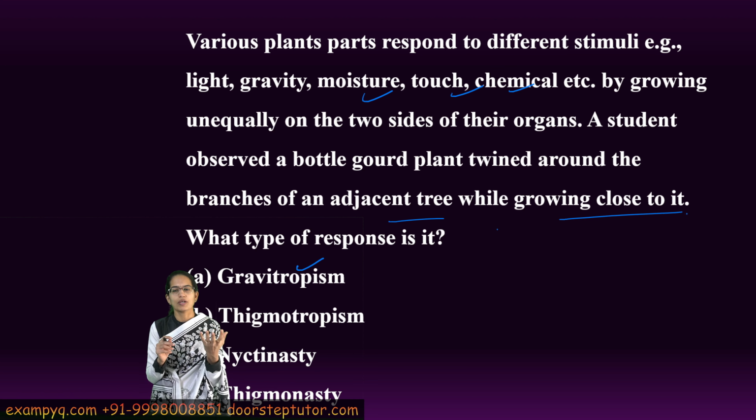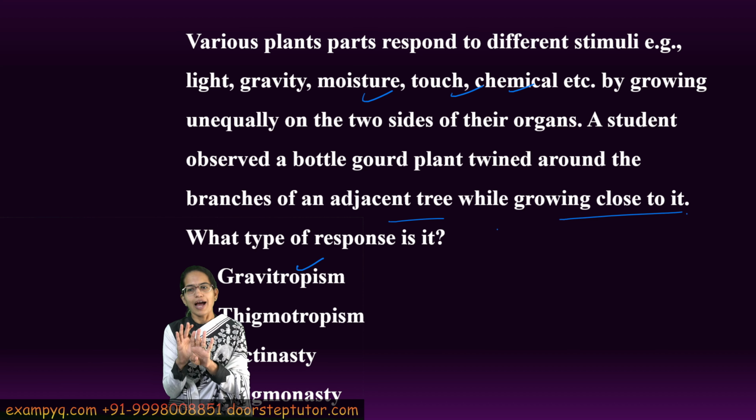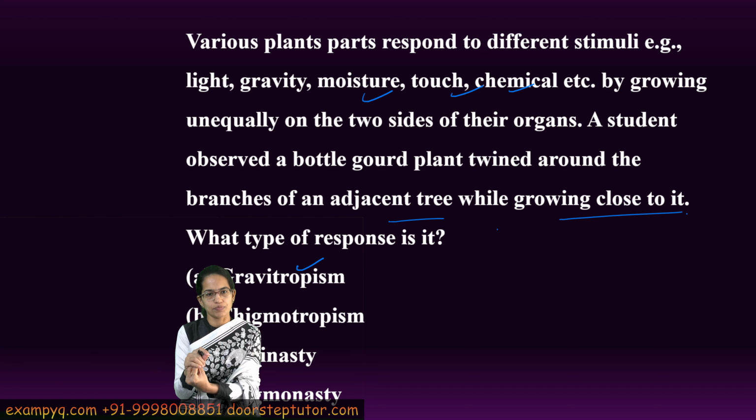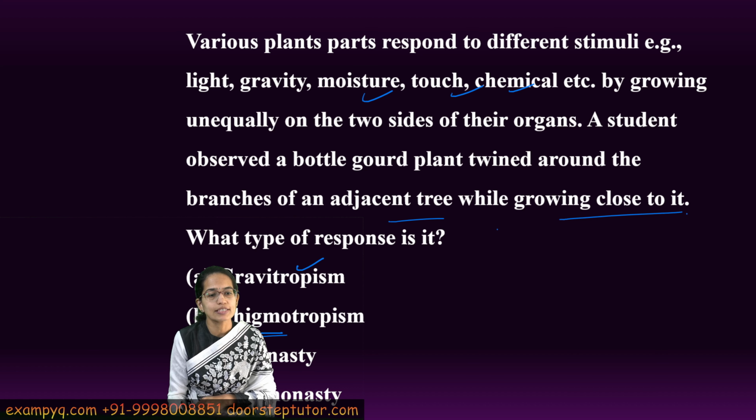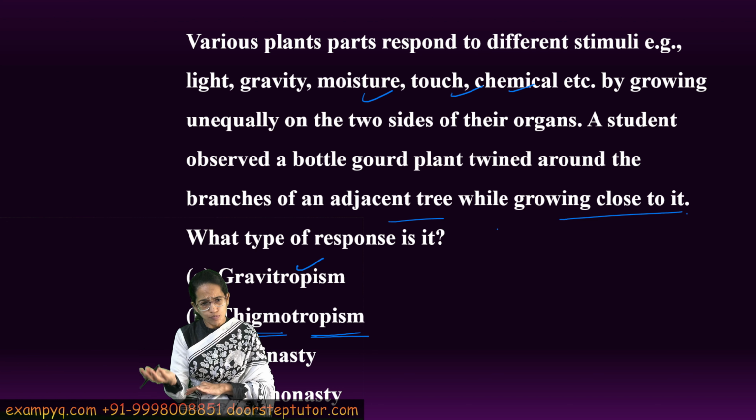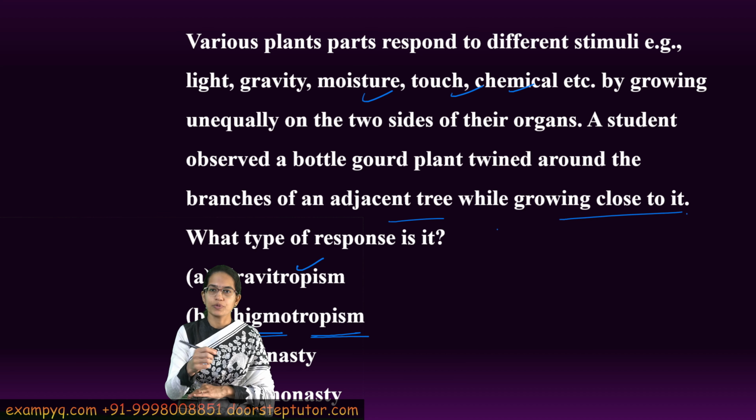This is because of the touch stimulus it is receiving from a solid object present there, and it starts to twine around it. So this is because of the touch response, and it is called thigmotropism. Tropism means movement. So gravitropism is the movement due to gravity, and thigmotropism is the movement due to touch. Here it is touching the adjacent plant, and because of that it's coiling around it. So the correct answer is B, thigmotropism.